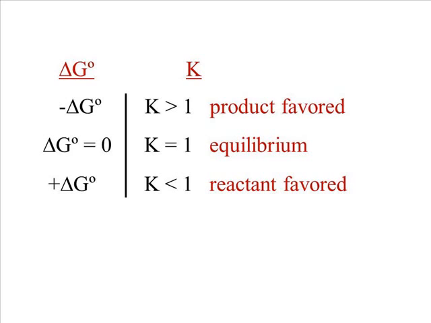So a negative delta G is a thermodynamically favored process, meaning product favored, meaning a K greater than 1. Delta G equals 0 is an equilibrium situation where K is equal to 1. And a positive delta G is non-thermodynamically favored, meaning that you do not favor products, you favor reactants, and your K less than 1 indicates reactant favored. So your connection between delta G and K conceptually is very important.